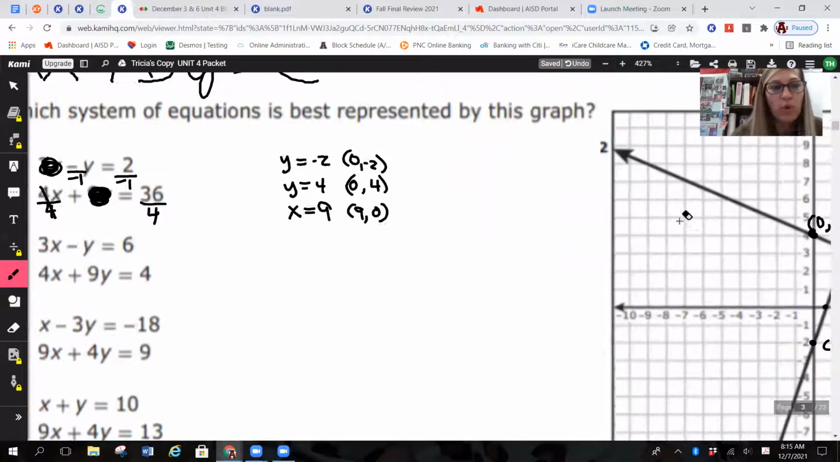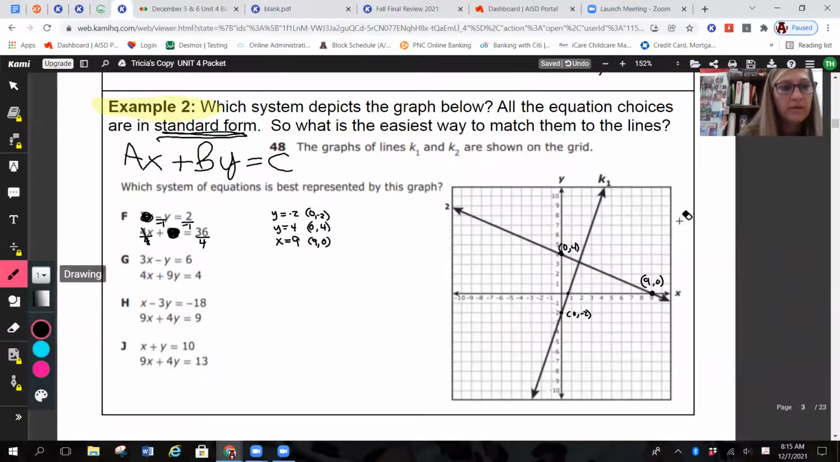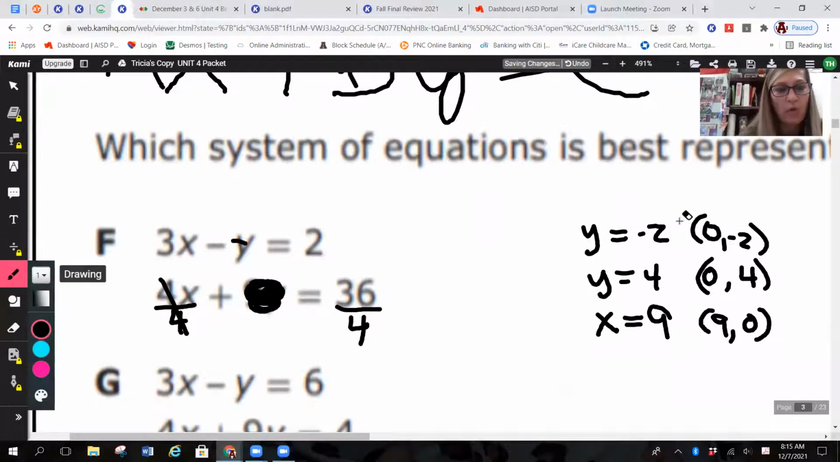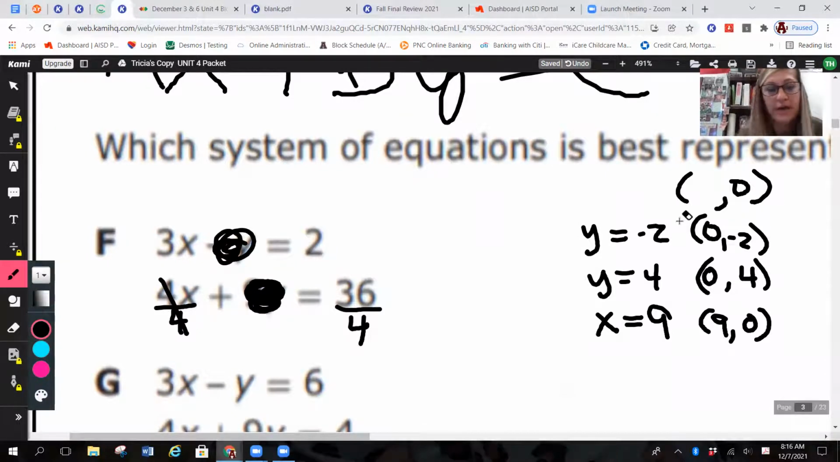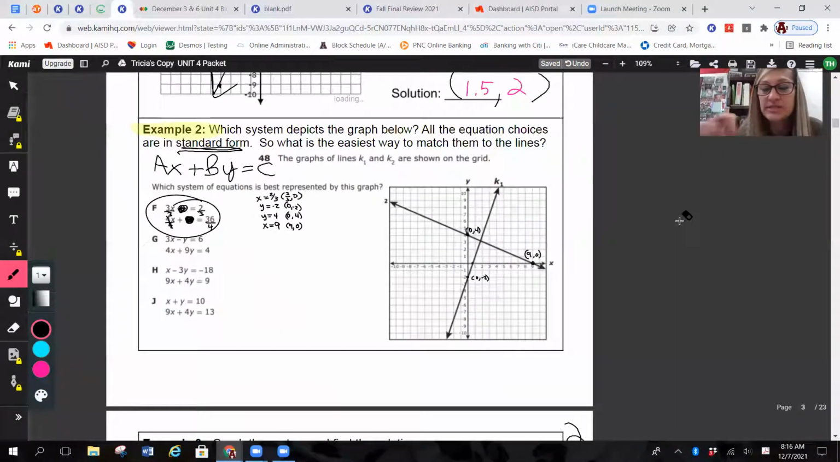I can just prove once again that it is F by covering up the y. When I cover up the y, I'm putting a 0 in for the y. I'm dividing both sides by 3, and x equals 2/3, which is 0.66666, which makes sense. That number is between 0 and 1. So F is going to be the system that represents this graph.